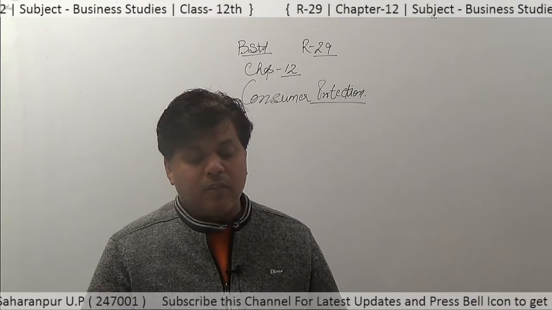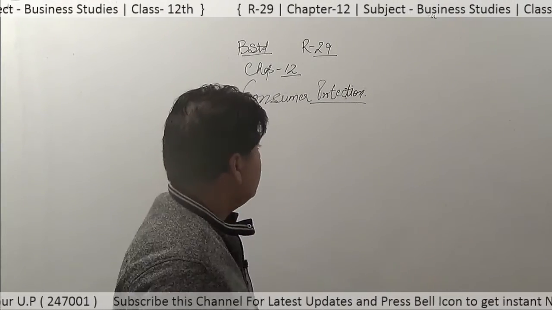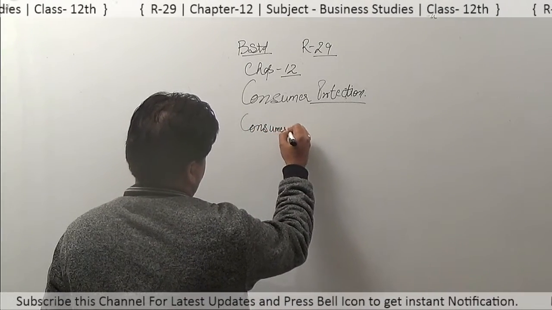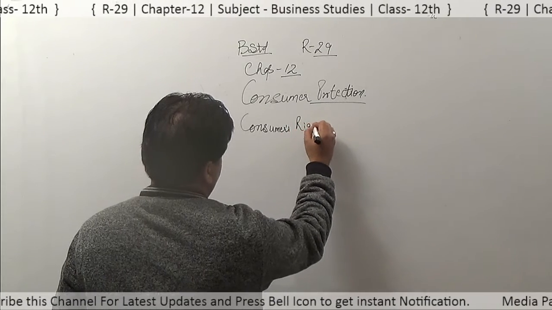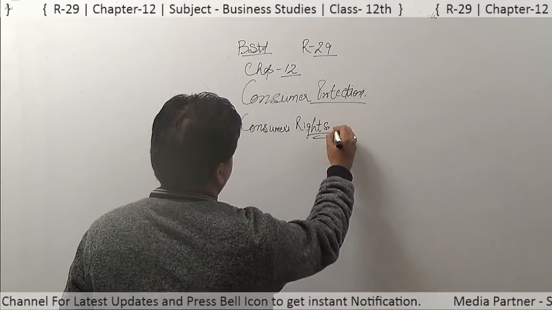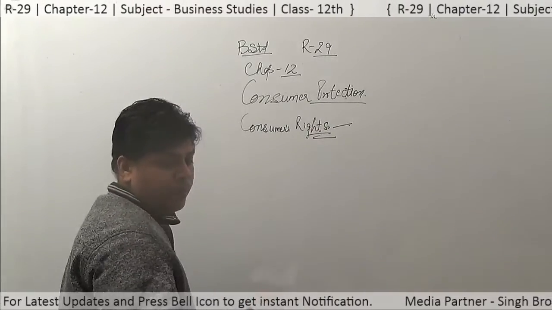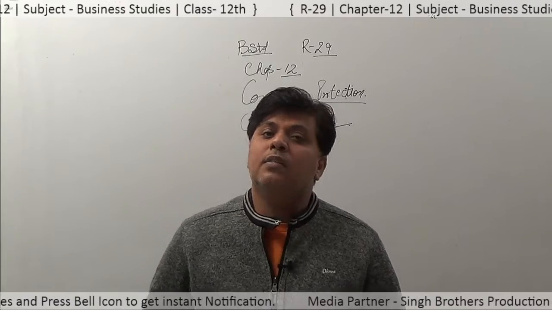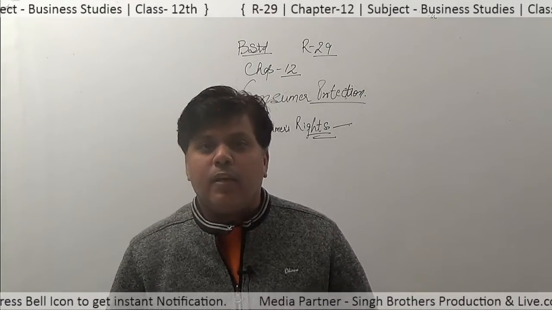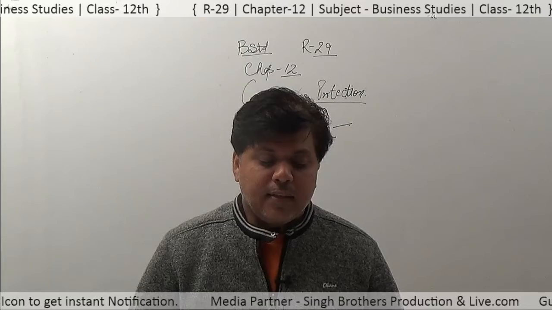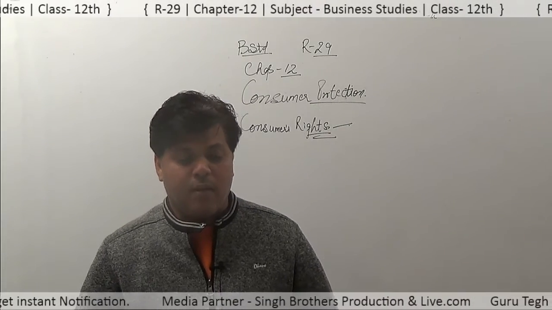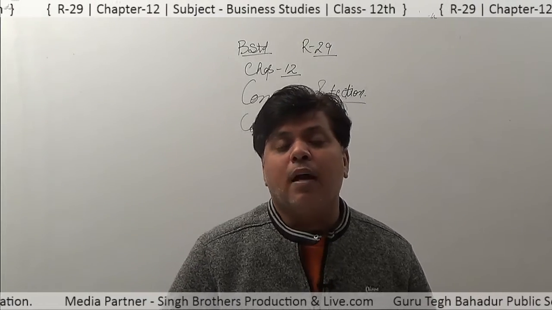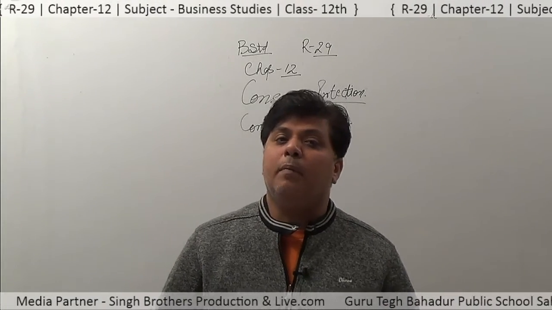Now we come to the next point, consumers' rights and responsibilities. Today we discuss the rights. What are the rights of the consumer? The consumer has the right to safety. First of all, the product must be assured to be safe, whether it is an electronic gadget or eatables. Then the right to be informed, which means we have to clear all the queries of the consumer when he buys the product.